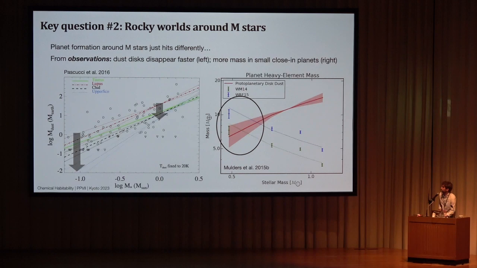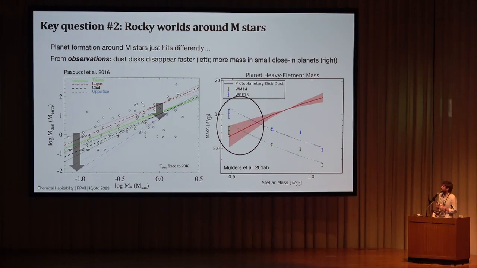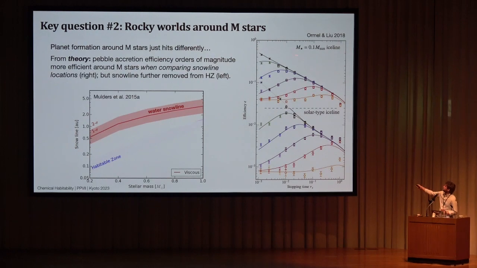The second system I wanted to highlight, just in 10 seconds, is what about planets around M dwarfs? Planet formation, all the signs are saying it's just slightly off. It's slightly different around low mass stars. Disks disappear faster. There's more planets in the inner regions. Pebble accretion is way more efficient comparing snowline to snowline. And then yes, the habitable zone is closer in around low mass stars, but it's further away from where the snowline was. So this is an interesting difference between low mass stars and sun-like stars.